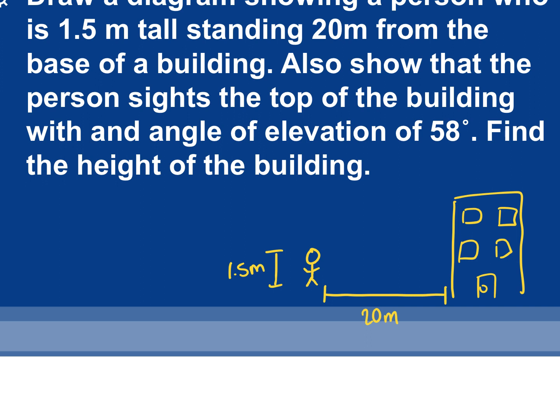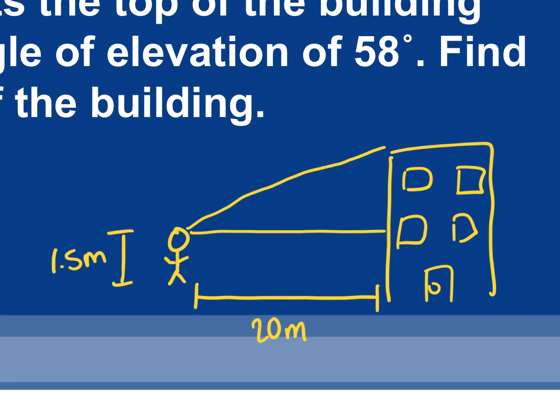Also in your diagram, show that the person sights the top of the building with an angle of elevation of 58 degrees. Find the height of the building. So he's looking at the top of the building at an angle of 58 degrees. Now, is he looking directly from the ground? No, he's looking from the top of his height, right? Because you look with your eyes and your eyes are at the top of your body. Do you guys agree? So we're going to draw another line like this to indicate that he's that high above the ground, which is his comparison to the top of the building, right?